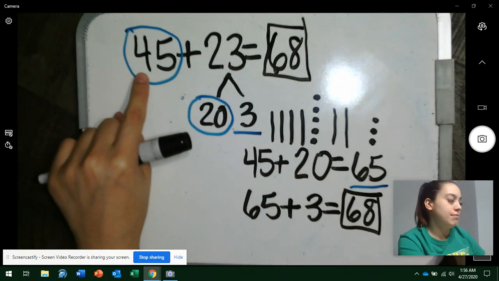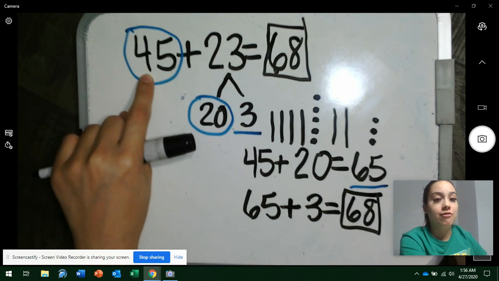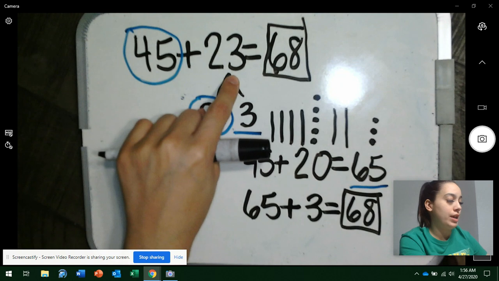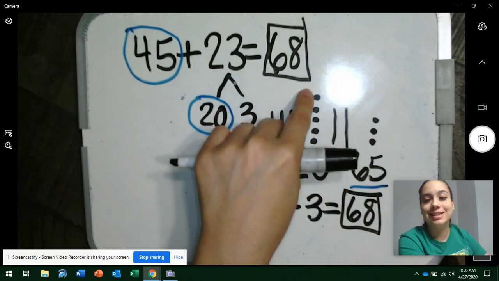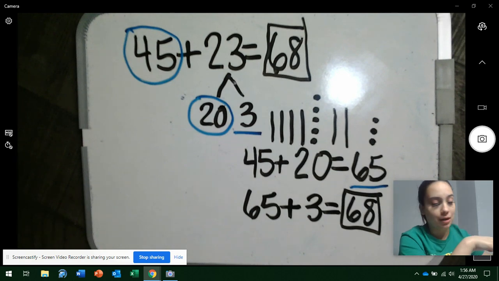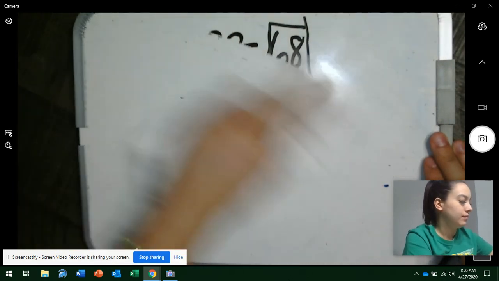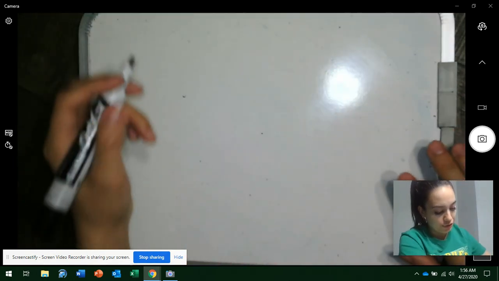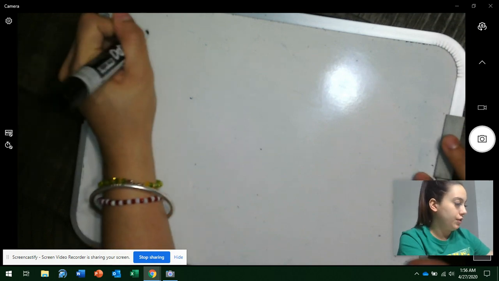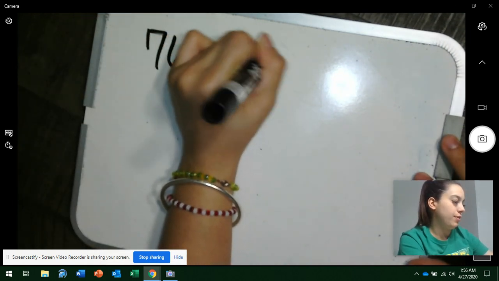Now let's read the number sentence starting with 45. Get ready? 45 plus 23 equals 68. Awesome. You guys are doing an amazing job. So let's practice another problem. Okay. This is going to be your new problem. We're going to go with 76 plus 23.